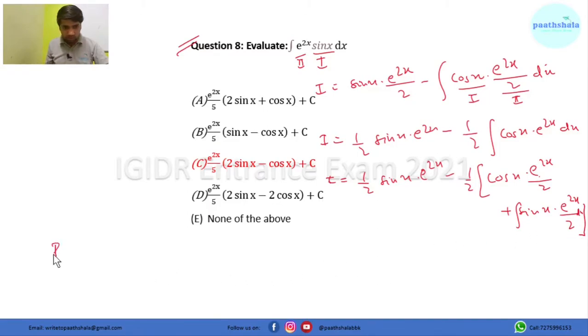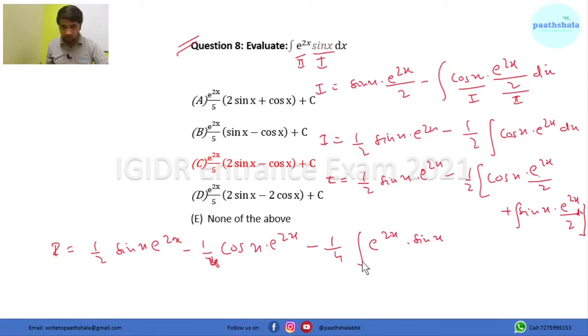So I equals half sin x e to the power 2x minus half multiplied by half, which will be cos x into e to the power 2x. Again this will be minus 1 by 4, and when we look at this expression, it is coming out to be e to the power 2x and sin x. So this is our original integration function, so this will be I.